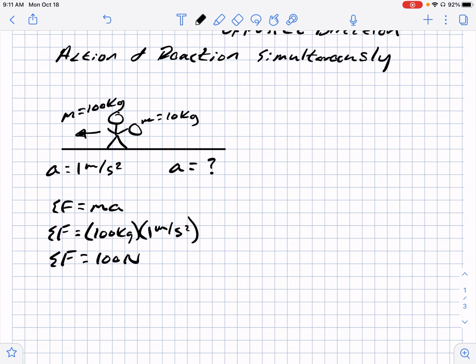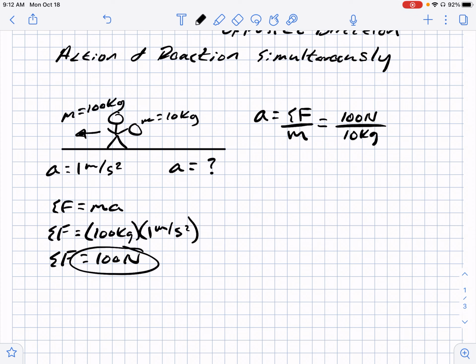And we can use this to now solve for the acceleration of the ball. So Newton's second law again says acceleration is equal to our net force divided by the mass. So your net force is going to be the 100 newtons, because it's equal and opposite direction here. So you would have 100 newtons for the net force, and then the mass of this ball is 10 kilograms. So the acceleration of the ball here is just going to be 10 meters per second squared.